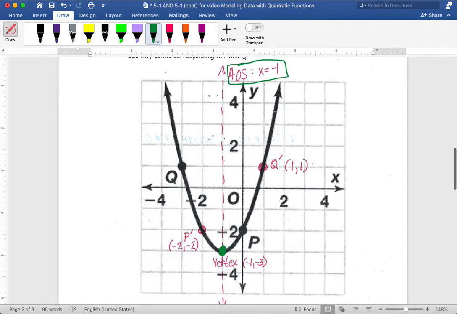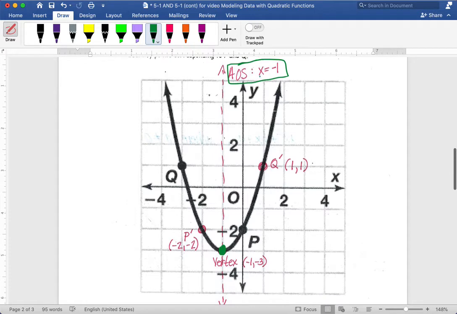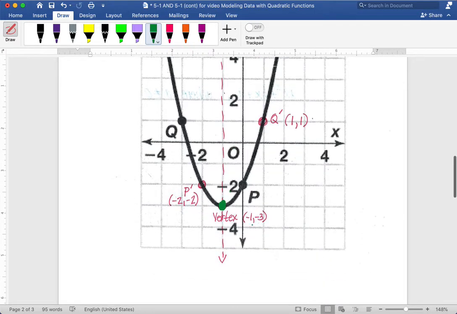Okay, so the equation of that line that passes through the vertex is x equals -1. Look at the coordinates of the vertex, -1, -3. So I have a min happening at -1, -3. The axis of symmetry is the equation of the line x equals -1, which comes right from the vertex. And my min value is -3. Now let's look at these points, these corresponding points.